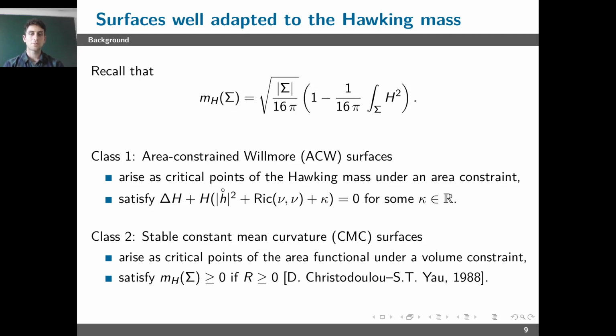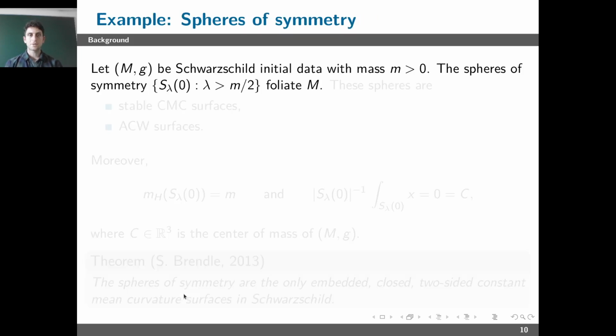And now what's more important for us is that Christodoulou and Yau have shown that if the scalar curvature of the ambient manifold is non-negative, so is the Hawking mass of a stable constant mean curvature surface. As you might recall, the scalar curvature corresponds to a lower bound for the energy density, so it seems that from a purely qualitative point of view, the Hawking mass of such stable constant mean curvature surfaces seems to be well behaved.